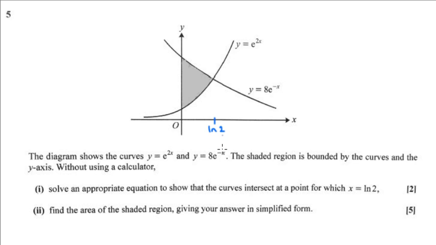So part 2 then wants us to find the shaded area here. In order to do that, we're going to need to integrate the 8e to the negative x graph, this one. And if we did that, we'd find the area here plus this area here, which we don't want. We don't want this white area. But we'd find the white area by integrating e to the 2x. So if we integrate e to the 2x and take away this area, then we'll get the region we need.